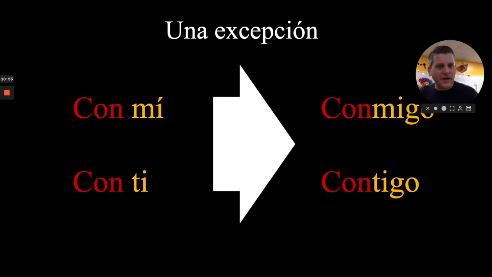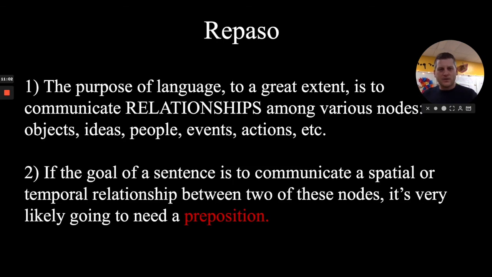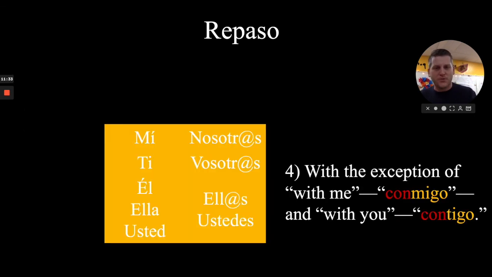Once you get that down, let's go ahead and have a quick recap of this lesson. Number one, the purpose of language, to a great extent, is to communicate relationships among various nodes, that is, ideas, objects, people, events, actions, etc. If the goal of a sentence is to communicate a spatial or temporal relationship between two of these nodes, as I've just called them, it's very likely going to need a preposition. Remember, prepositions show relationships either spatial or temporal.